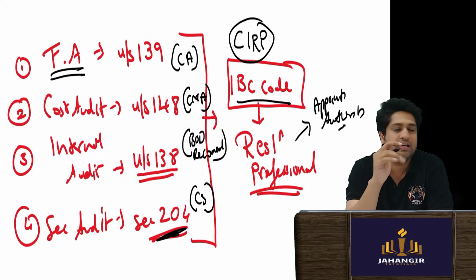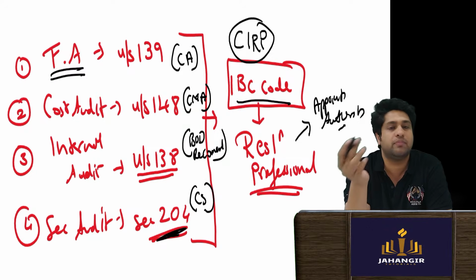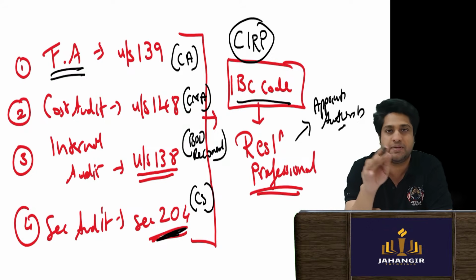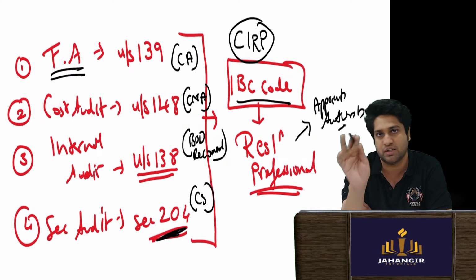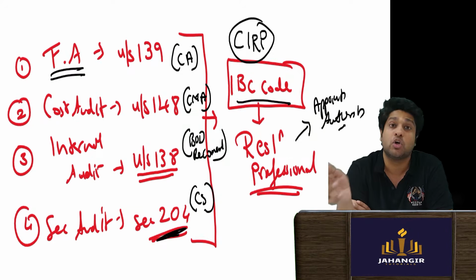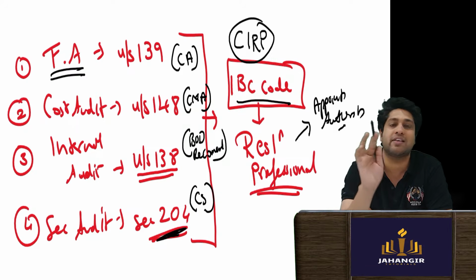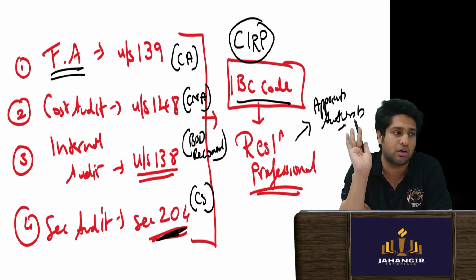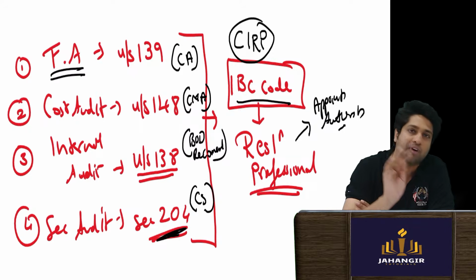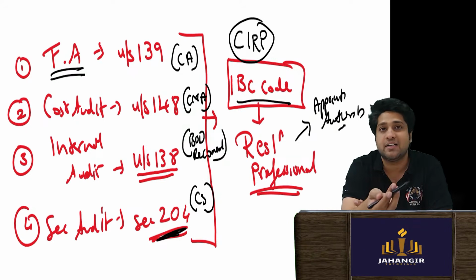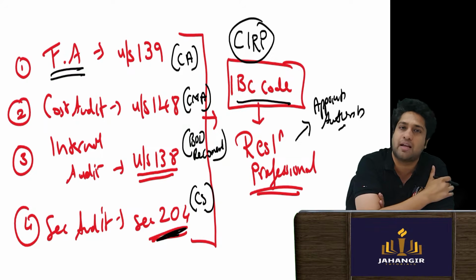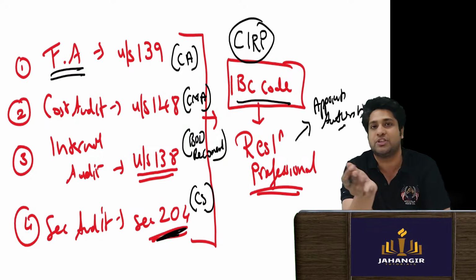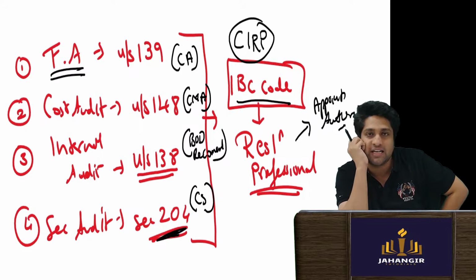Firstly, when accounting audit is being done, the balance sheet audit is under section 139. Only a chartered accountant can do a balance sheet audit. Cost audit, only a CMA can do a cost audit, that is under section 148. Internal audit can be done by anyone whom the board recommends or feels is competent, section 138. Secretarial audit, only a CS, section 204.